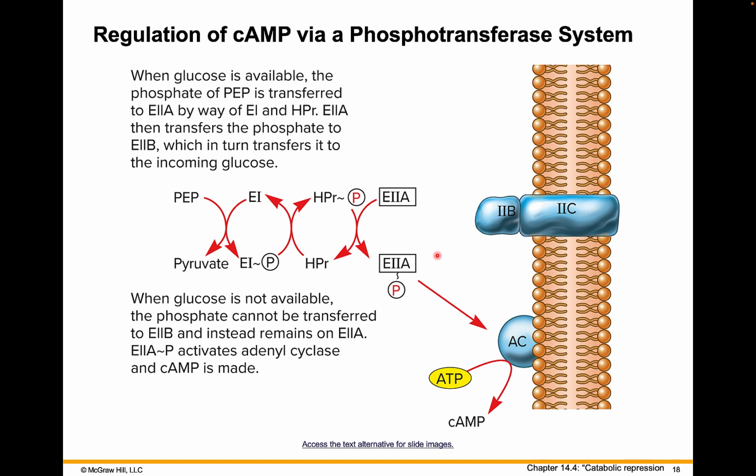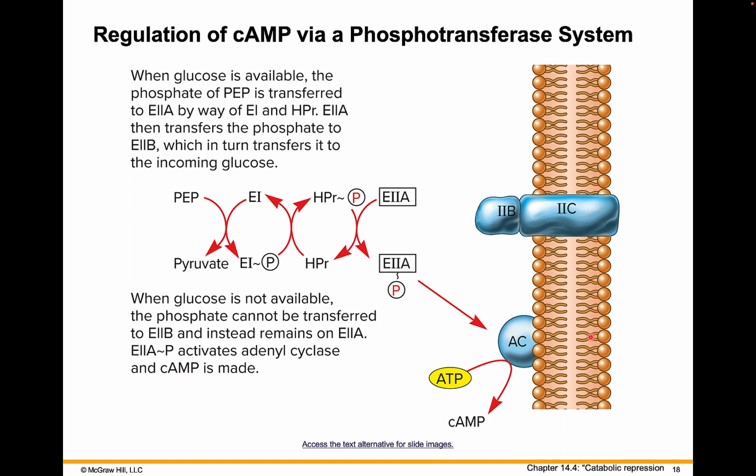So now you have this charged E2A with a phosphate, not phosphotransferase. This whole system is the phosphotransferase system. Now, when glucose is abundant in the environment and glucose is coming into the cell, this phosphate is transferred to the glucose to form glucose 6-phosphate, which in turn transfers it to the incoming glucose. But if glucose is absent, this phosphorylated E2A has no place for the phosphate to go.